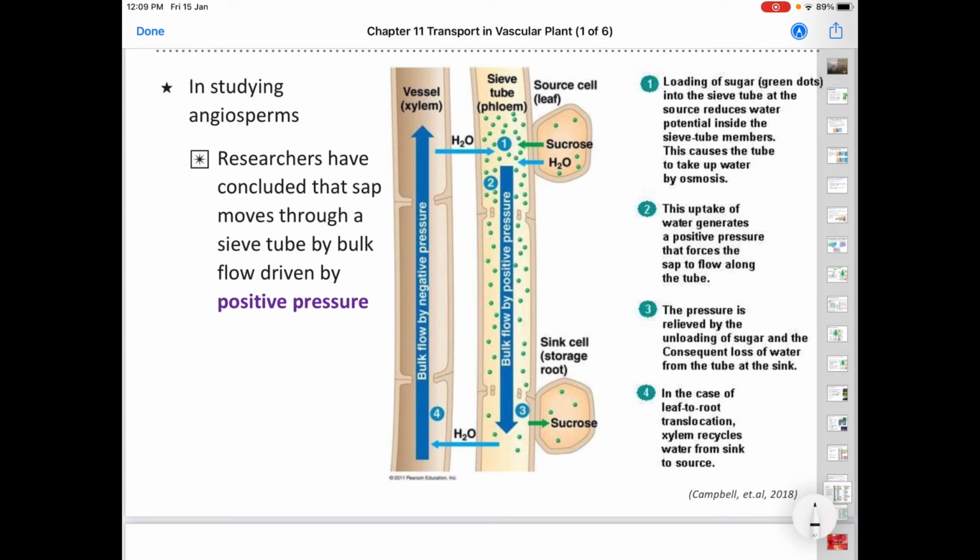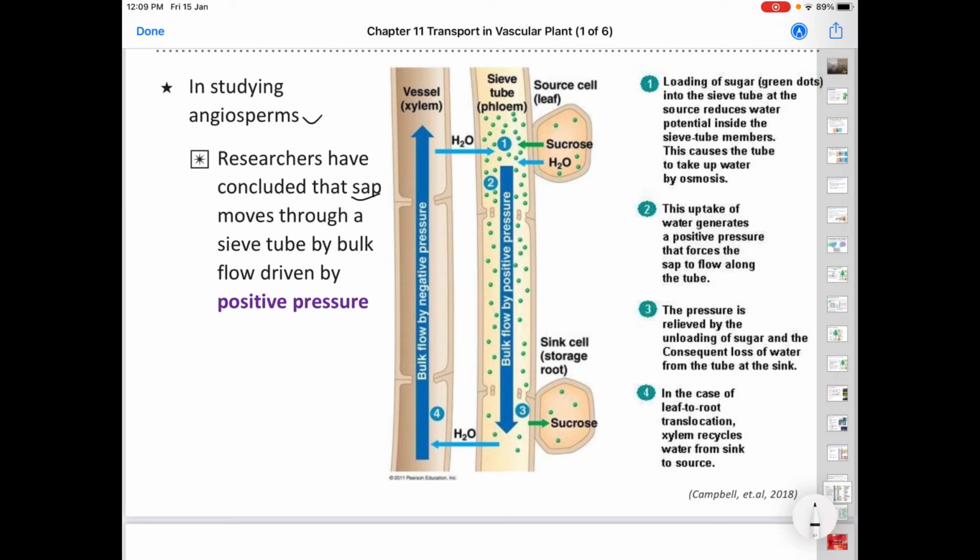This is some study that has been done in angiosperms. Angiosperm is a flowering plant. Any plant that produces flowers we call angiosperm. So the researchers have concluded that the sap moves through a sieve tube by bulk flow driven by positive pressure. So this is what I've explained previously.